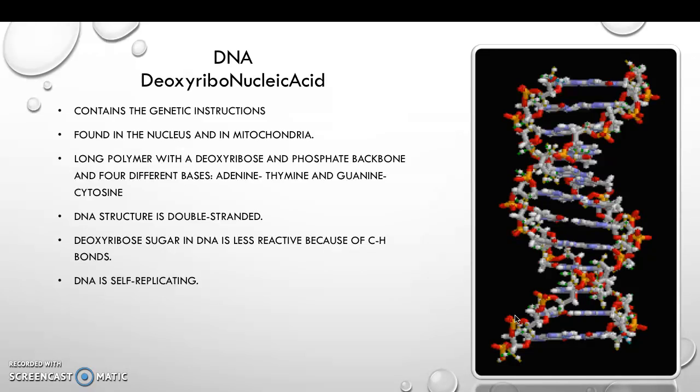Deoxyribose sugar in DNA is less reactive because of the carbon-hydrogen bonds. DNA lacks the 2' hydroxyl group and will not be hydrolyzed. Thus, it is a more stable polymer and better suited for storage of genetic information. It's also stable in alkaline conditions. DNA is also self-replicating.